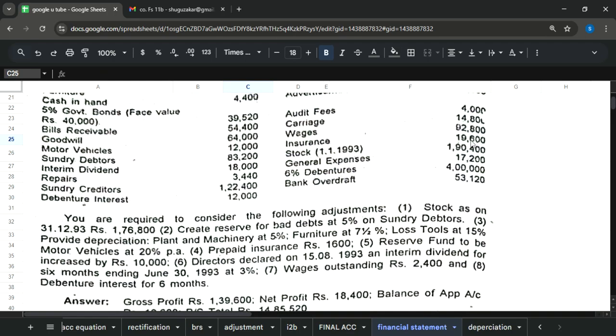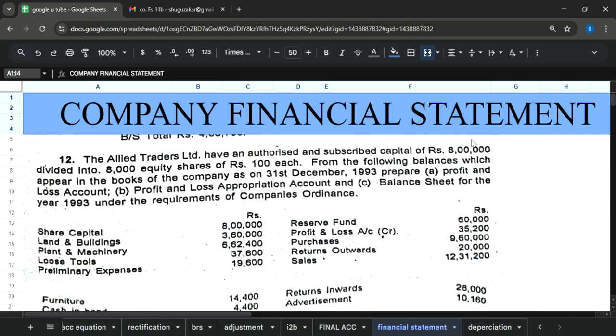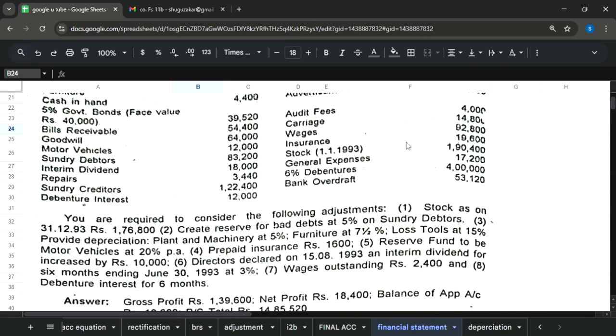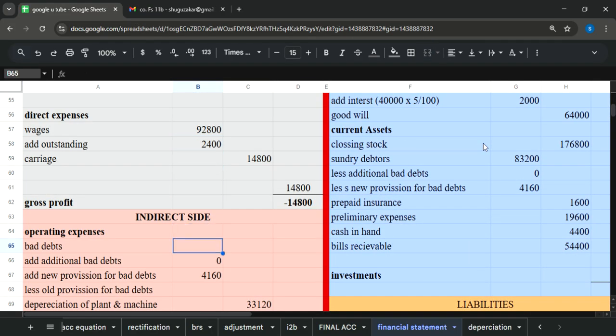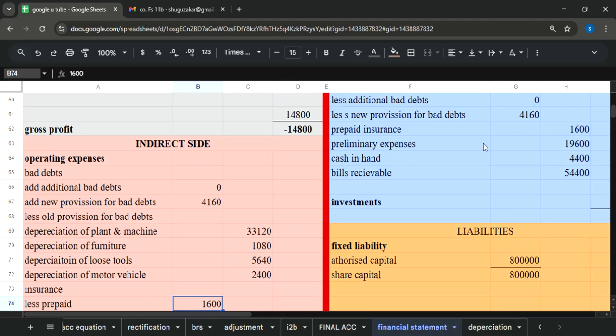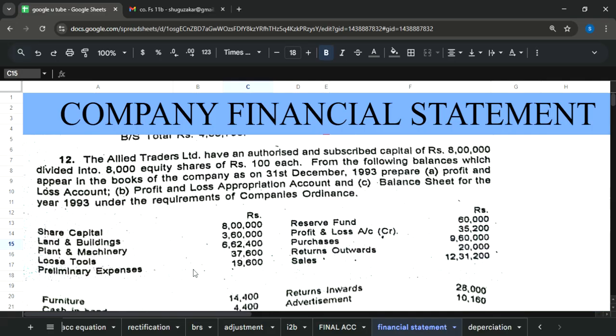Alright. After carriage, we have wages 92,800, and the place for wages was already reserved. In the direct expense side, wages recorded. Insurance 19,600. Let's see if it is present already. Yes, 19,600. Good thing happened, otherwise we'd have to increase one more space. No space left for recording operating expenses.